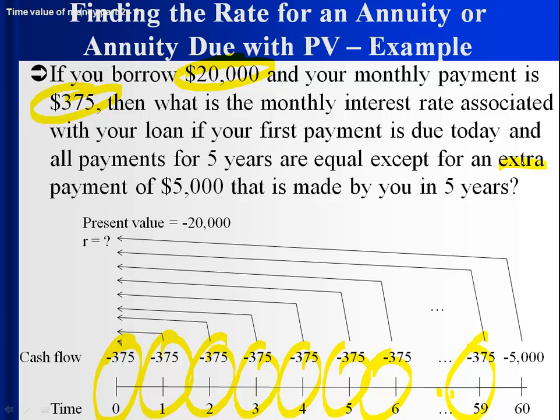Except there's an extra payment that you're going to make, $5,000 in 5 years. So again, in 5 years is in 60 months. So in 60 months, we're going to pay $5,000.